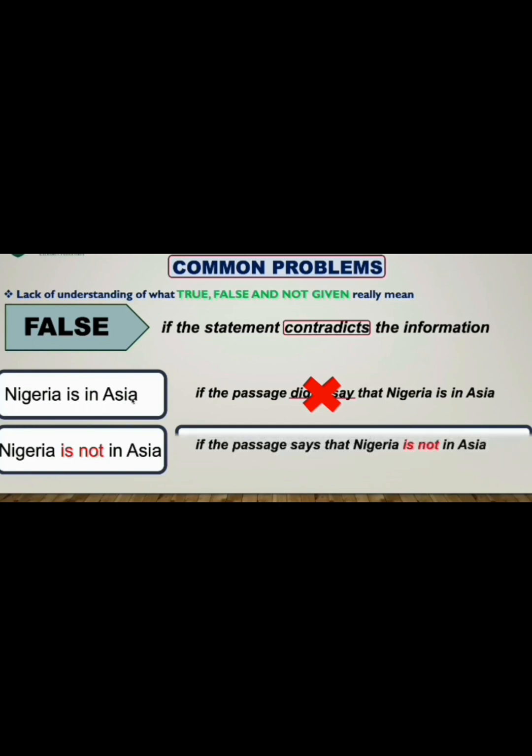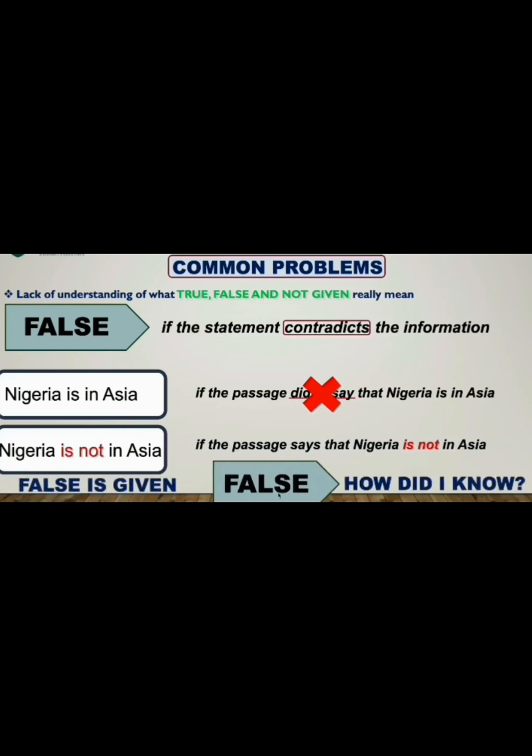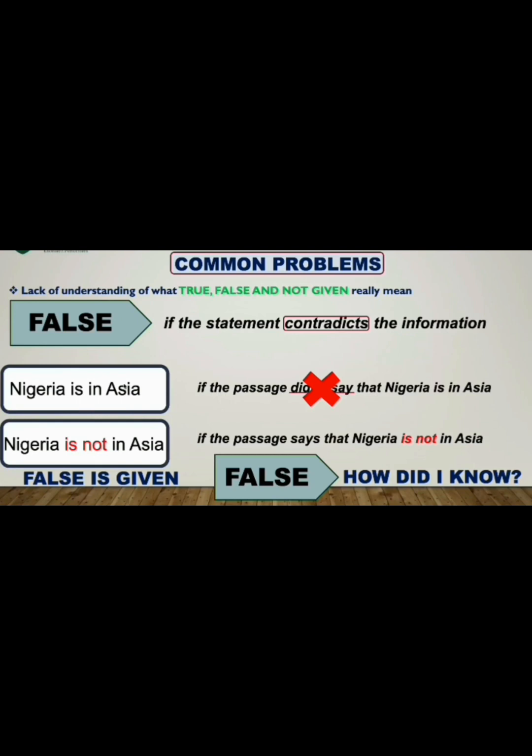So false is actually given, and that's why anytime you pick a false, you ask yourself, how did I know? Because the passage says the incorrect form of the statement. That is how there's a false. So there can't be a false except there's a contradiction. So the passage has to affirm and say this, and then you will say, okay, because the passage says the incorrect form of the statement, that is the false. Let's take a look at the excerpt.